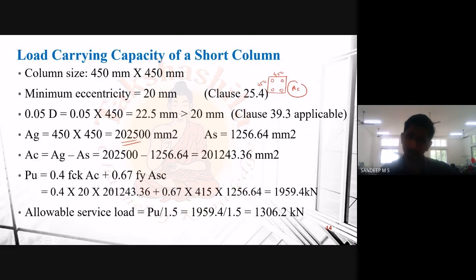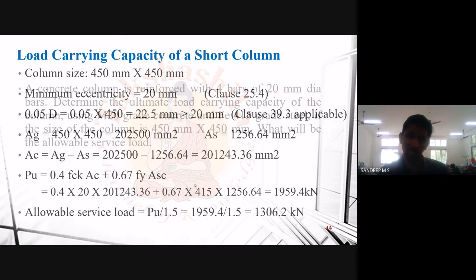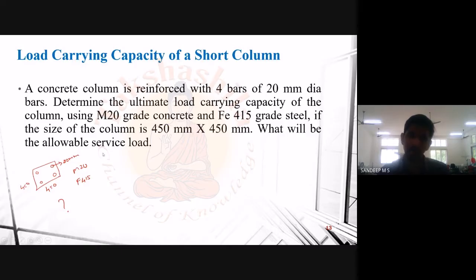Now we can directly substitute in this equation, that is the total factored load that can be carried is 0.4 times fck into area of concrete plus 0.67 times fy into area of steel. We know the value of area of concrete as well as area of steel. Substitute that and it will be coming around 1959.4 kilonewtons. But please note, this is the design load that can be carried by the column. And in the question, it is clearly asked that we have to find out the allowable service load. So how to find that?